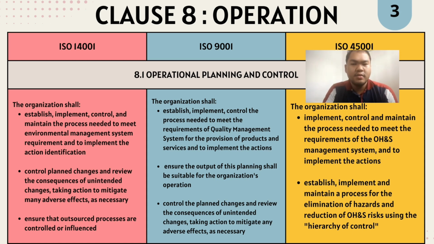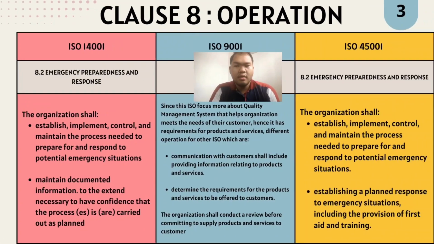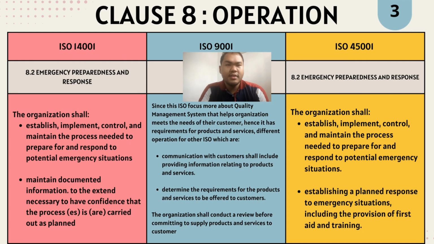And for ISO 45001, the organization shall implement, control, and maintain the processes needed to meet the requirements of the OH&S management system, and to implement the actions. Establish, implement, and maintain a process for the elimination of hazards and reduction of OH&S risks using the hierarchy of controls. 8.2 Emergency Preparedness and Response.